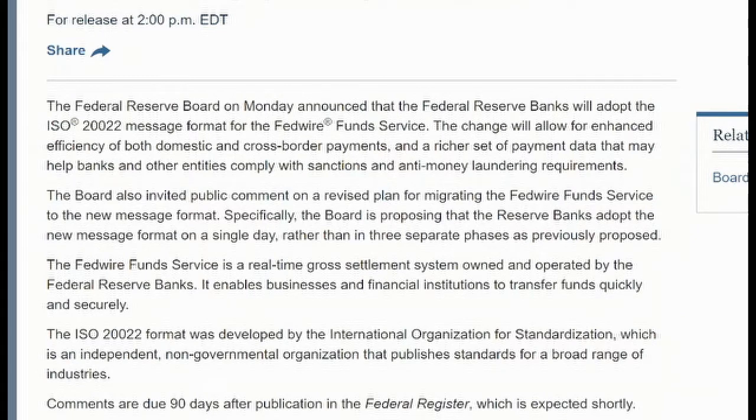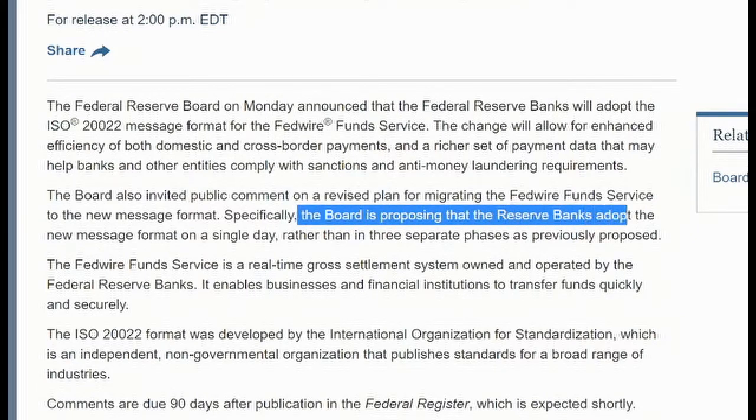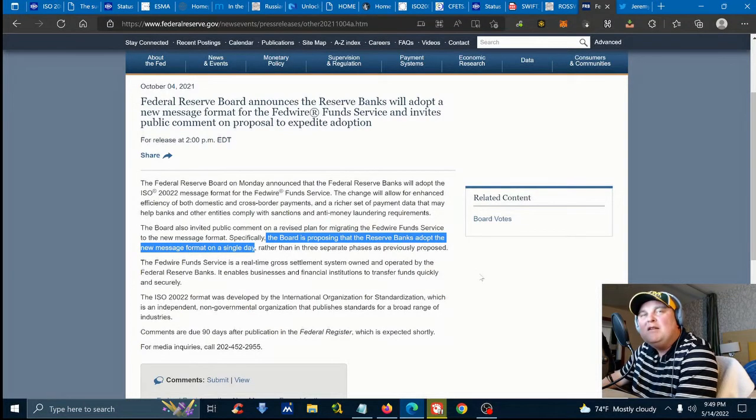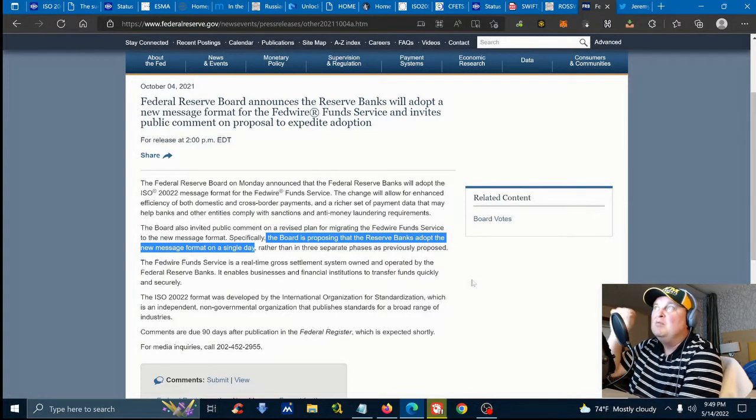Let me say that again. The board is proposing the reserve banks adopt the new message format, ISO 20022, on a single day. But why do I say that single day detail is so significant? Because that's what speculators would call a moon day. If you're an investor, you're holding shares of companies that are involved, and the new system takes over, you could call that a moon day. You would speculate that the value of the stock that you're holding, the company that is involved, would go up, right? That could be called nothing other than a moon day. The board is proposing that the reserve banks adopt the new message format on a single day rather than in 3 separate phases as previously proposed.